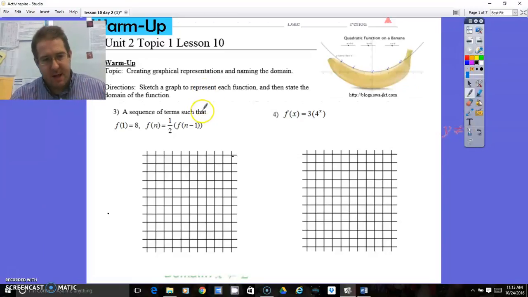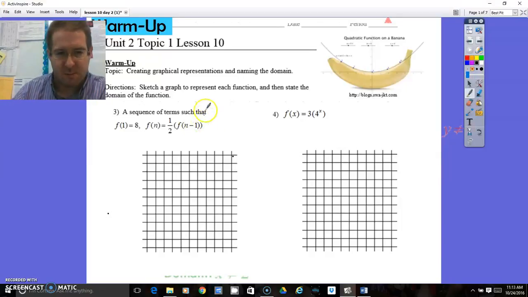Day 2 of Lesson 10, Unit 2, Topic 1. This is the last video of this topic about features of functions. Alright, so last time we did a warm-up, it was arithmetic sequences, which meant it was a linear equation. Today it's going to be geometric sequences, because these are exponential functions.